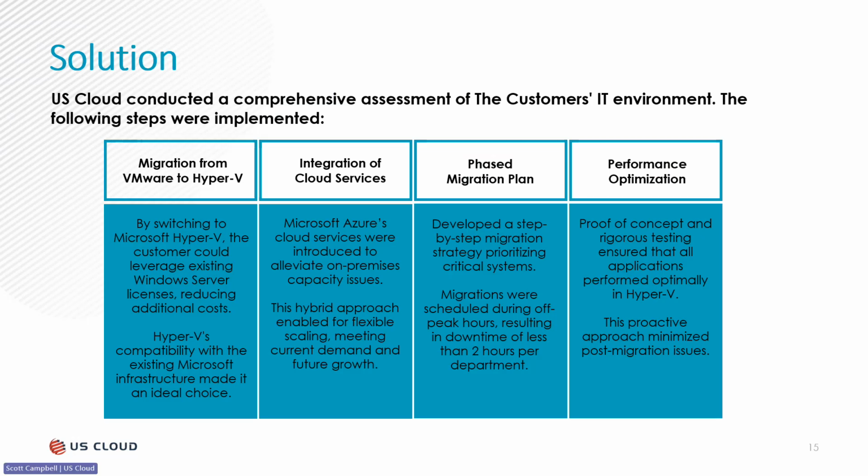As part of the solution, US Cloud conducted an assessment of the customer's IT environment, their VMware stack, and we came up with this. Through the process, it was decided to migrate from VMware to Hyper-V, Windows Server Hyper-V, not Azure Local, not Azure Stack HCI, Hyper-V. So the customer could use their existing Windows Server licensing, potentially reducing costs for additional licensing. Hyper-V's compatibility with the Microsoft stack of products the customer is already using made it the ideal choice.